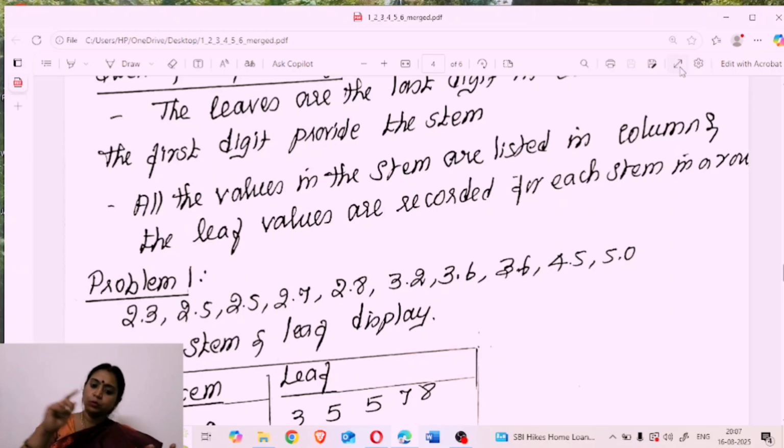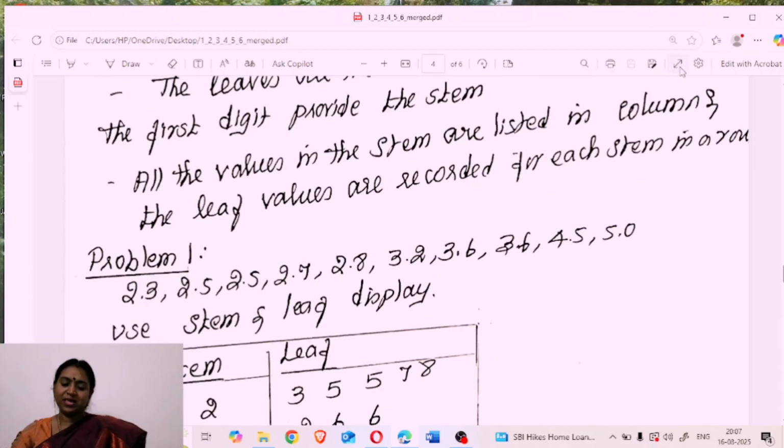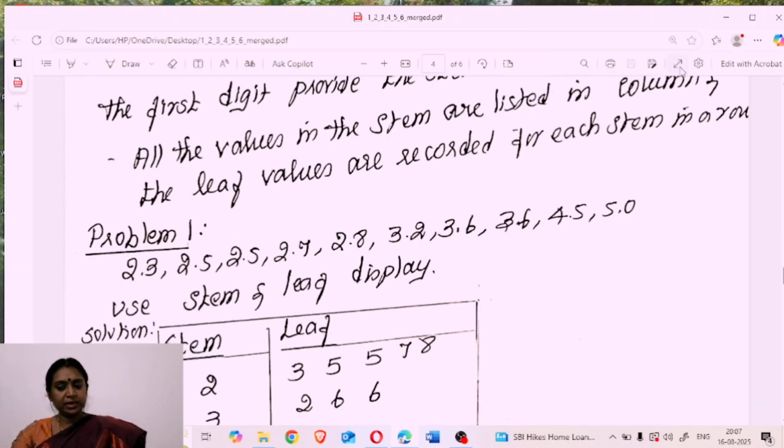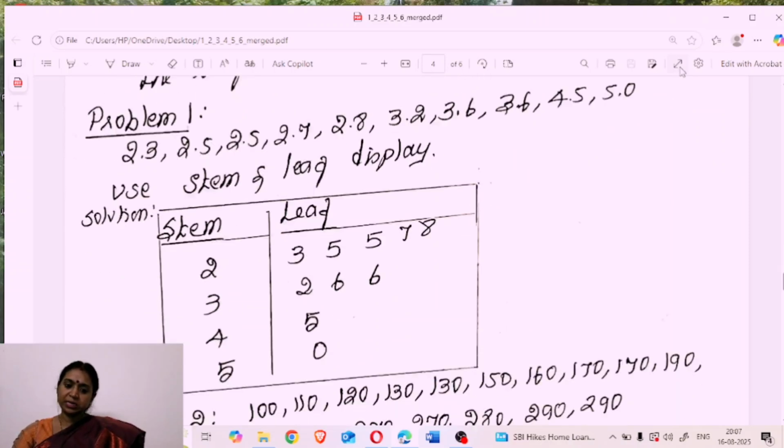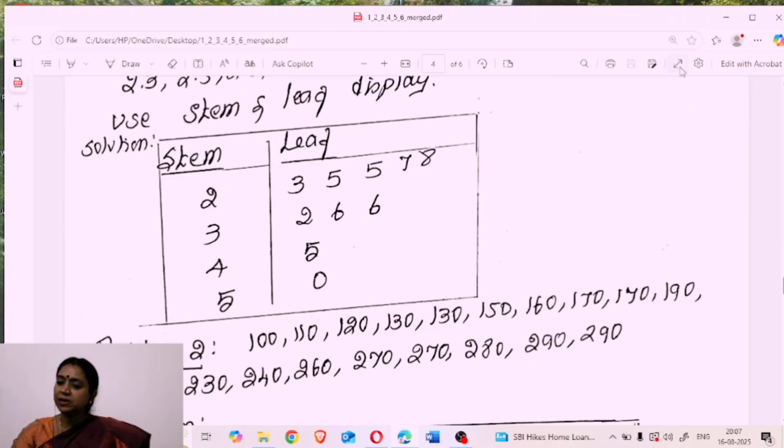3 is a stem, and 2, 6, 6 are the leaves. 4 is a stem, 5 is a leaf. 5 is a stem, 0 is a leaf. So no formulas, it's a simple calculation.